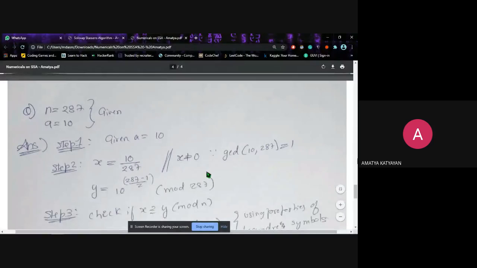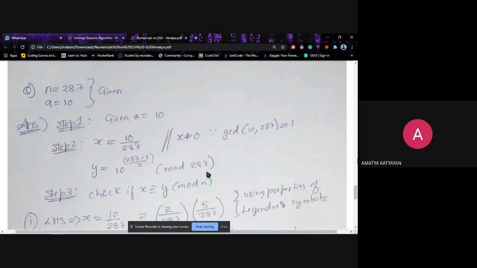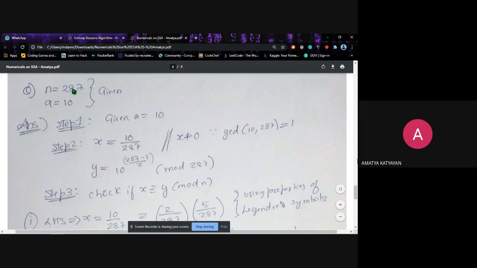So x is equal to a upon n, that is 10 upon 287. That is what we get. And one thing that you should note over here is since 10 has the factors 2 and 5, and none of it is divisible by 287, you can directly say that GCD of 10 and 287 is equal to 1. Therefore, x that we have to check whether it is 0 or not, we can conclude it is not equal to 0 since GCD is 1. The only factor that they have in common is 1.